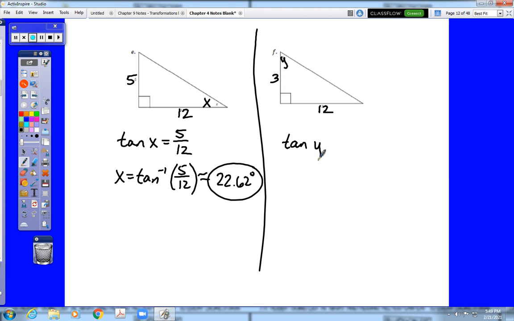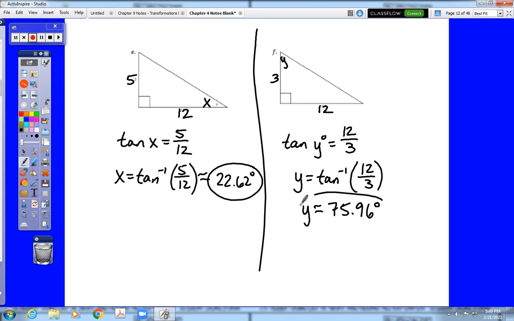For letter F, we're again going to set up a tangent equation because we have opposite and adjacent to work with. The tangent of y degrees is opposite over adjacent, which is 12 over 3, which means that y is the arctangent of 12 over 3. And if you want to change that to 4, you can. It doesn't make any difference. So second tangent of 12 over 3 would give us an angle of 75.96 degrees.